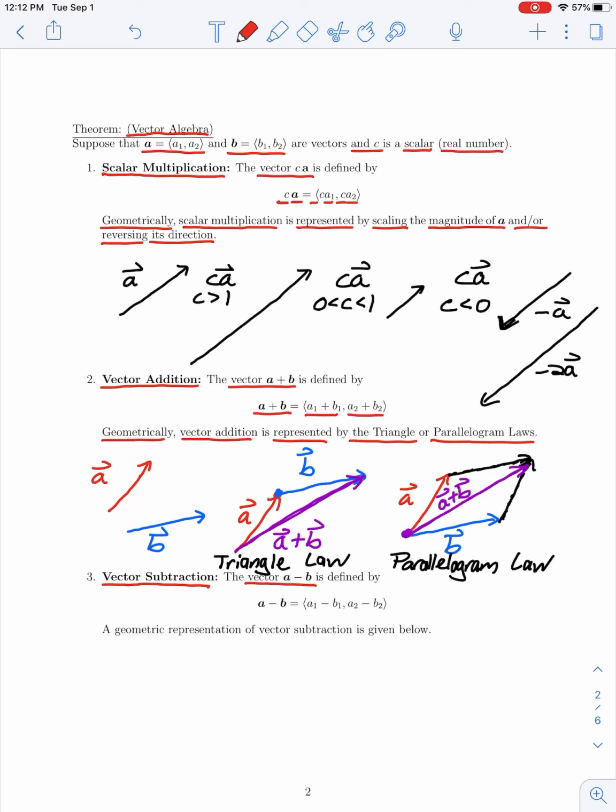So the vector A minus B is defined as follows. It would be the vector whose first component would be A1 minus B1, the difference of the components of A and B. And the second component would be A2 minus B2, the difference of the second components of A and B. So geometrically, how can we think about vector subtraction? Well, let's consider a representation of it below.